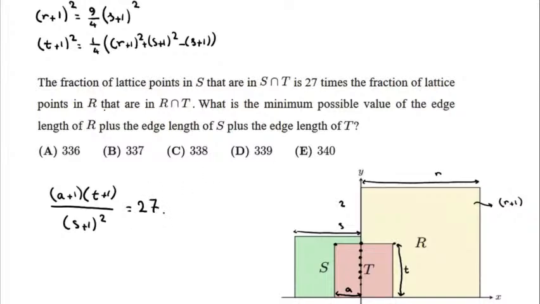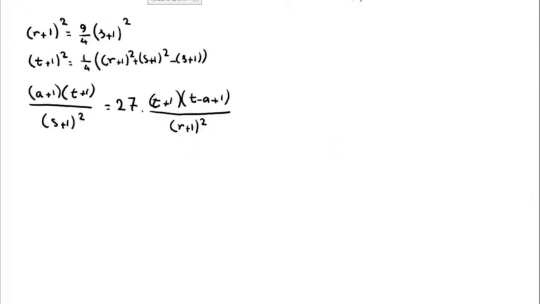27 times the fraction of lattice points in R that are in R intersect T. R intersect T will be this part, and it will be T plus 1 times T minus A plus 1, because the length here is T minus A, all over the number in R, which is R plus 1 squared. And then it says, what is the minimum value of the edge length of R plus the edge length of S plus the edge length of T? So we have these three equations, and we want to find the minimum sum of R, S and T.